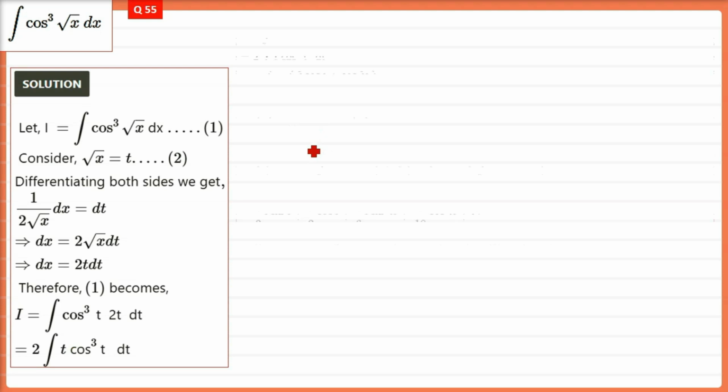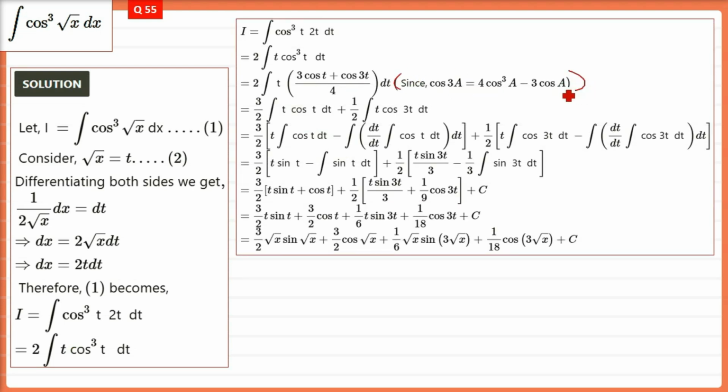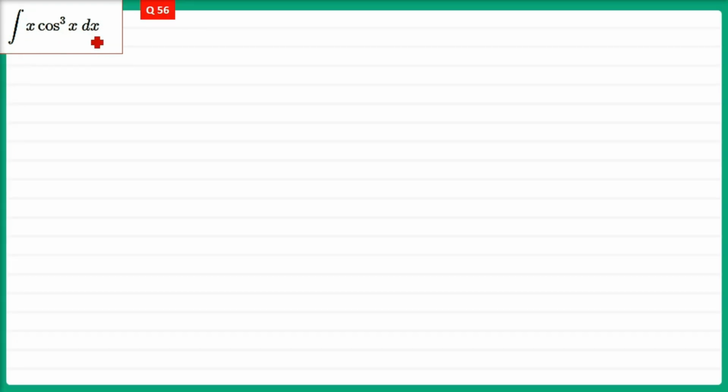So this is your reference, and this is very important. The formula has to be known. If you are aware of the formula, this question will be easy for you. x cos cube x, this we will deal with later.